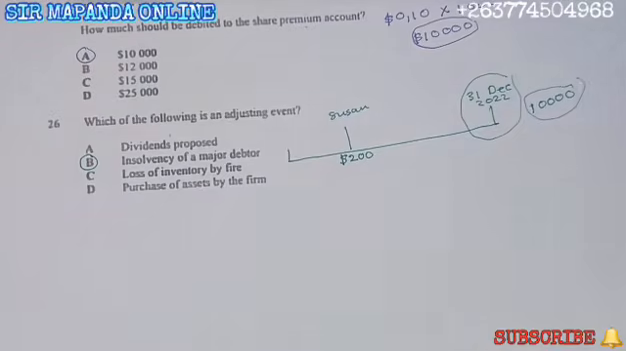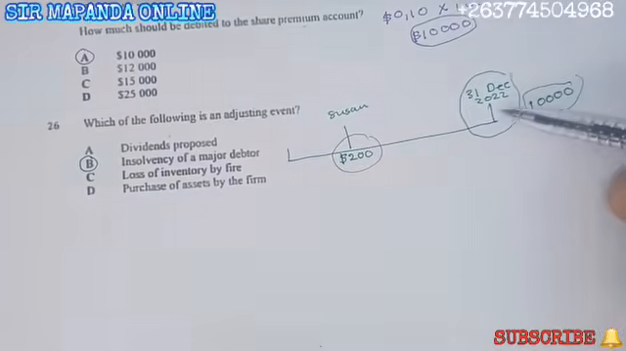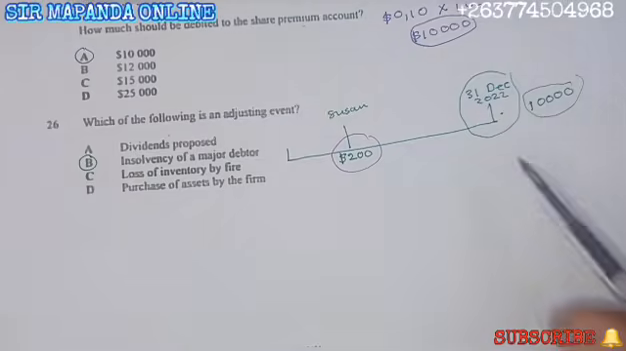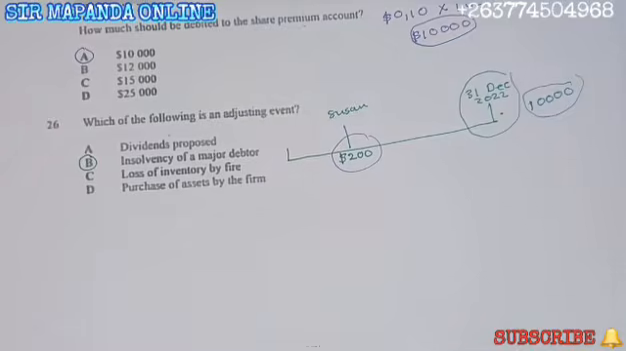Right. What is the reason for adjusting insolvency of a major debtor? It is an adjusting event. Why? Because it occurred before the balance sheet date. Susan bought the goods before the balance sheet date. And we realized after preparing the balance sheet that Susan is now a bad debt. So we have to adjust. Why? Because there is enough evidence of an event which occurred before 31 December, which was this transaction.